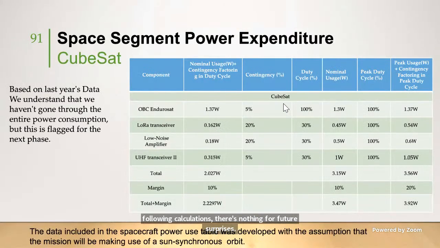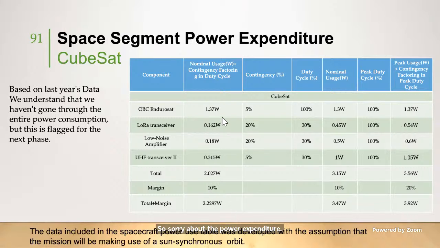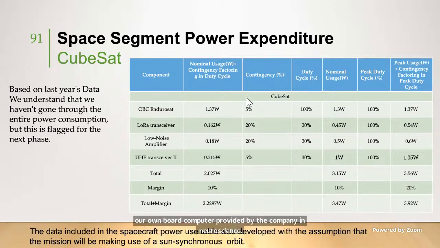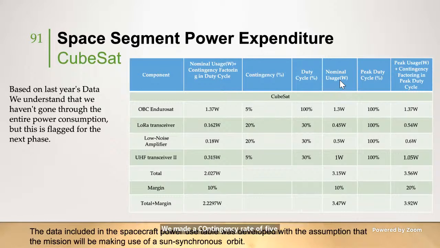First, I'll start with the power expenditure. The following table shows the total power expenditure for our project. For example, the OBC from EnduroSat, which is our onboard computer provided by the company EnduroSat. We made a contingency rate of 5%. So the nominal usage we have is 1.3 watts. And after we add the contingency it is 1.37 watts. And that's at 100% duty cycle, as we expect our onboard computer will work 100% of the time.